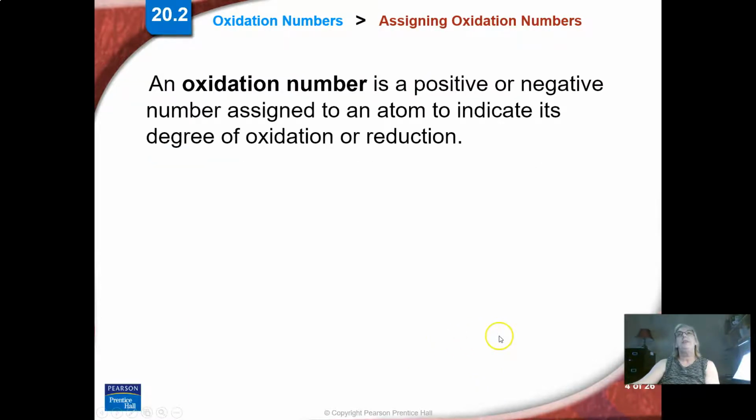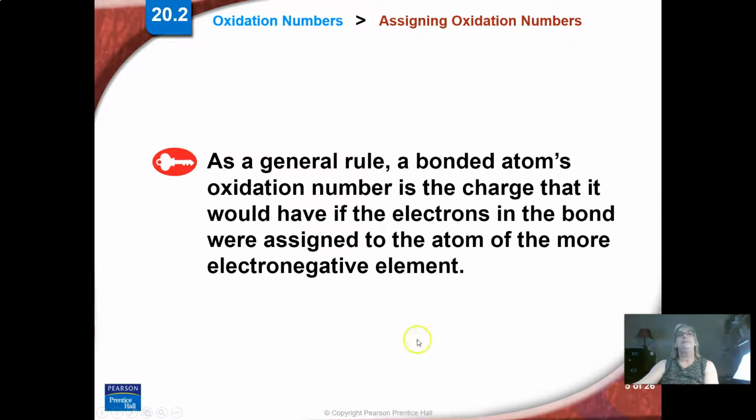So the oxidation number is either negative or positive. Sometimes we call it charges. You'll see when we talked about groups, remember we talked about their charge. So those are oxidation numbers. If something's bonded, the charge that it would have if the electrons in the bond were assigned to the atom of the more electronegative element. I don't know if this makes any sense to you. Let's move on. This rule is kind of confusing, so let's actually see it in action.